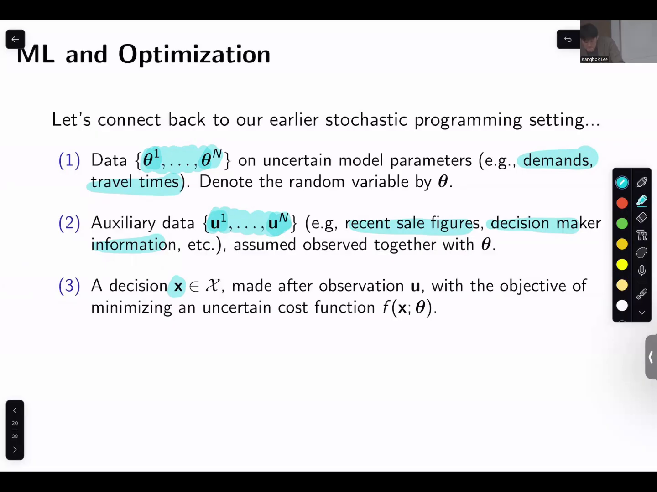We have these three components, and of course, you're going to be utilizing this data in a smart way to make a decision X that minimizes your objective function, which is f of x parameterized by the uncertain parameter theta. I think I used psi in lecture 2 actually, but now it's theta.